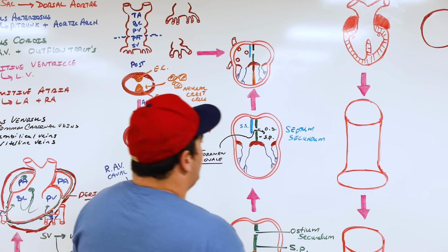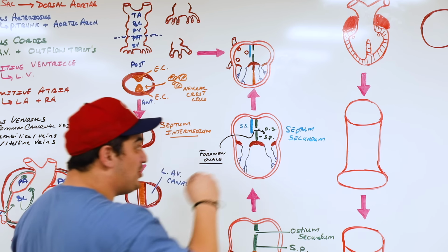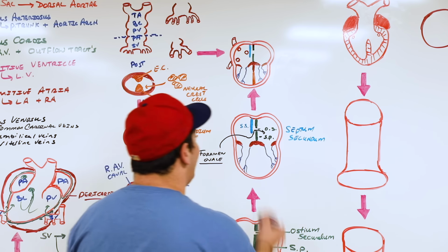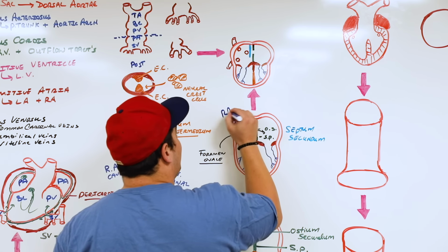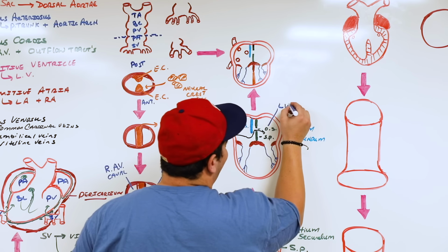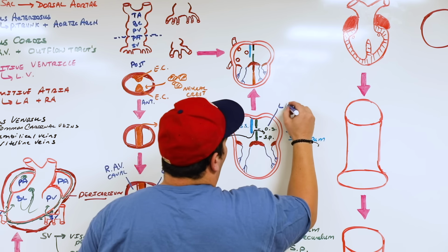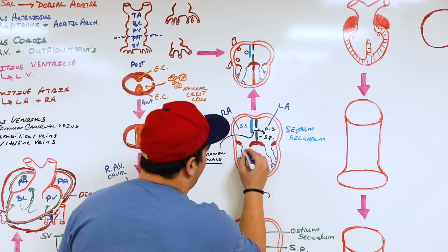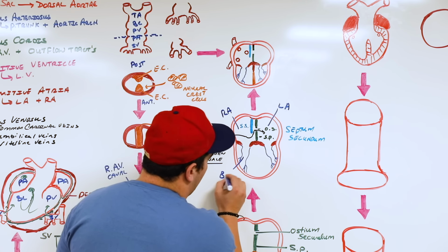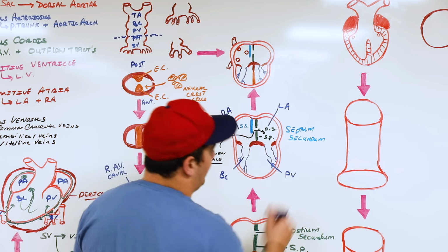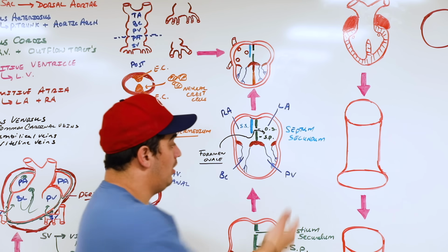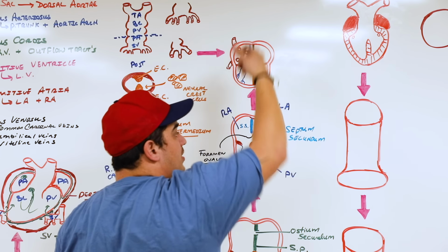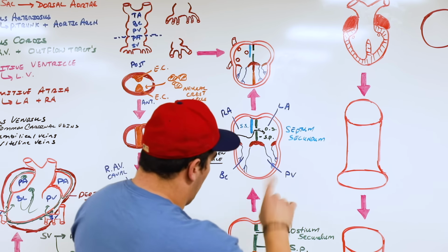Alrighty. So now we've developed a septation between the primitive atria. So now I can technically call this side what? The right atrium, and I can now technically call this side the left atrium. Oh, that's so cool. Now, let's separate our bulbus cordis and our primitive ventricle. Because we know primitive ventricle is going to become what? Left ventricle. Bulbus cordis should become the right ventricle. And then the other part, the superior part of the bulbus cordis becomes the outflow tracts.